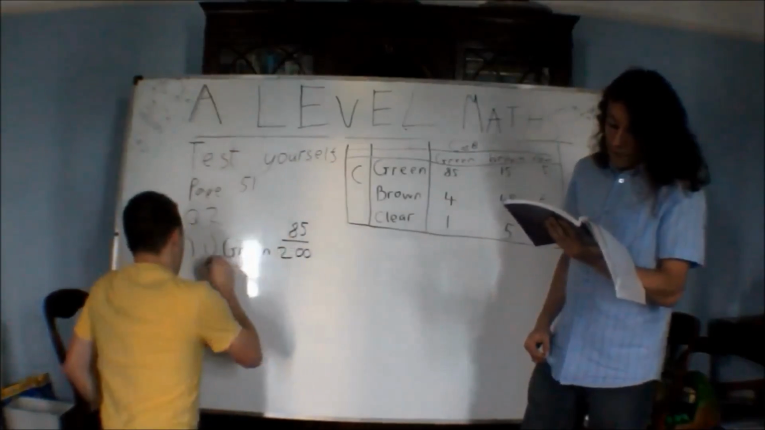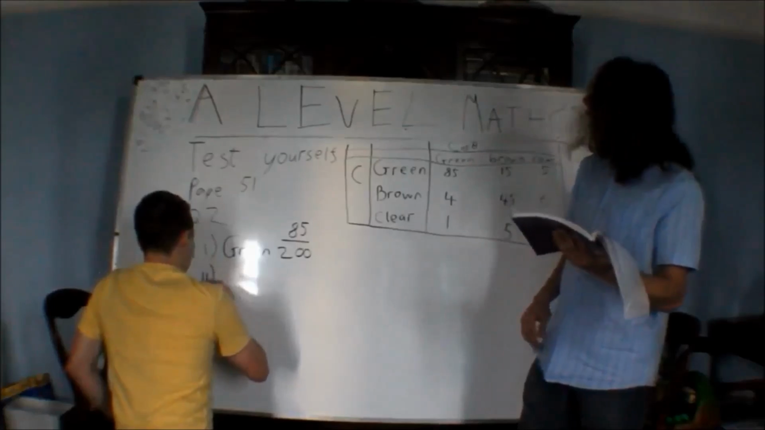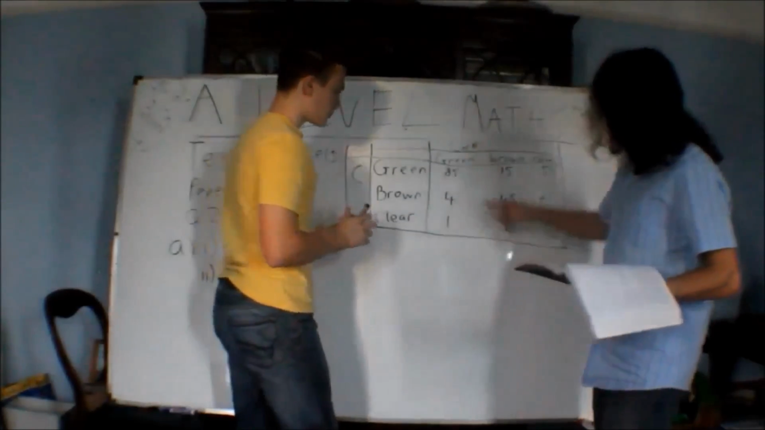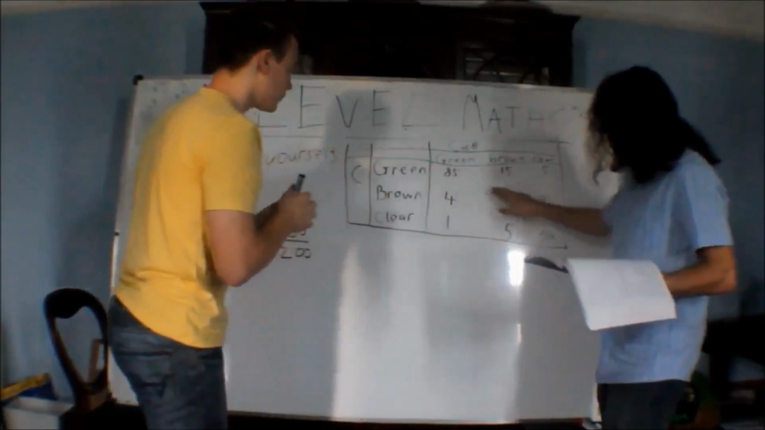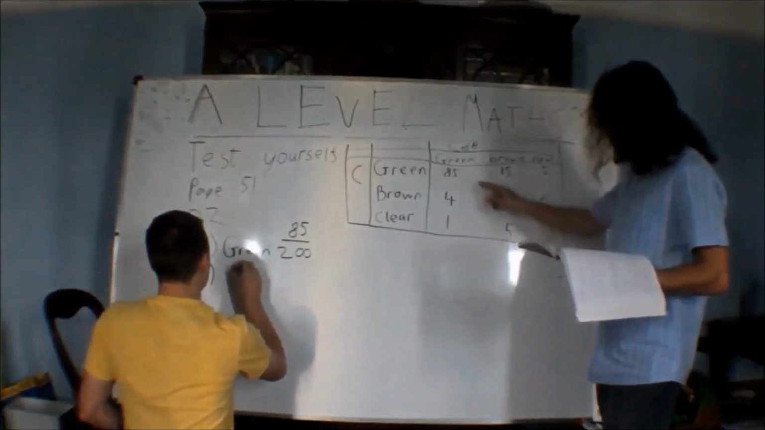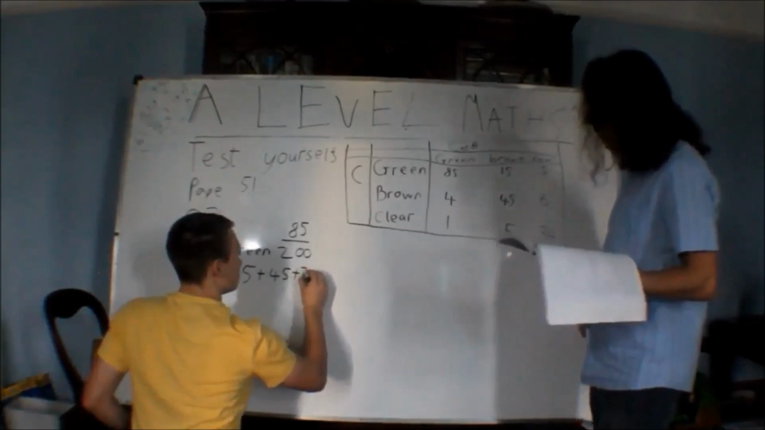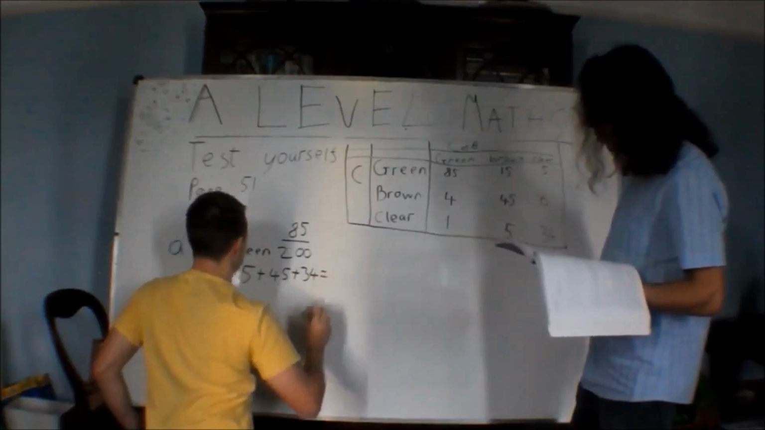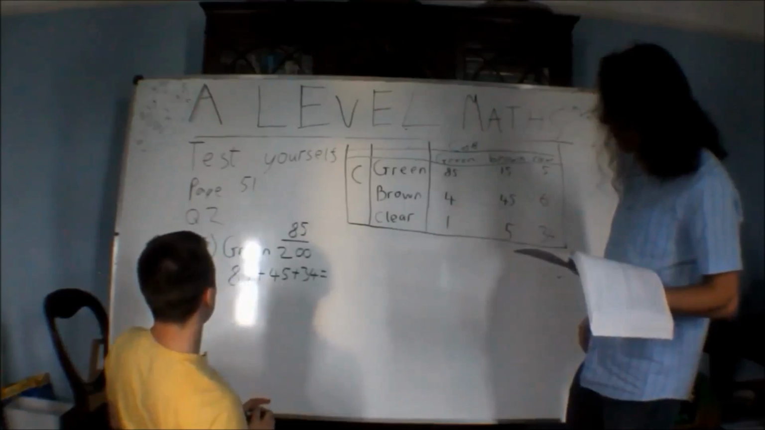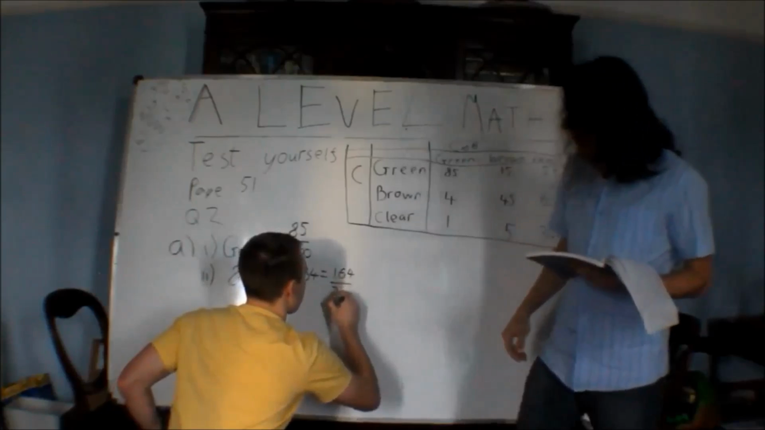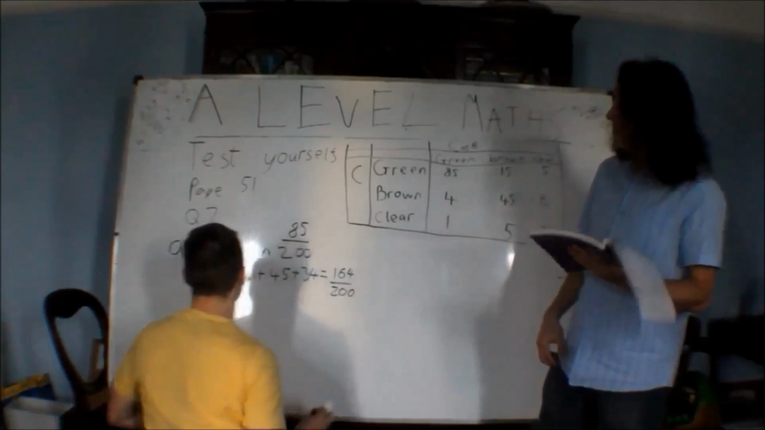Part two is just any of the bottles placed in the correct container. So, this sort of diagonal line is the correct container. So 85 plus 45 plus 34, and that's over 200 as well. That's 164 over 200.